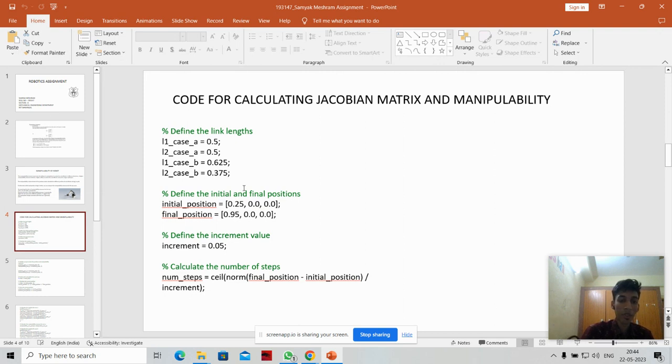Then the initial and final positions for the end effector were defined. The initial position was 0.25, 0, 0, and the final position was 0.95, 0, 0. The increment value in our case was 0.05 meters, so it was defined as this. Then the number of steps was calculated using this formula in MATLAB, and it came out to be 20.